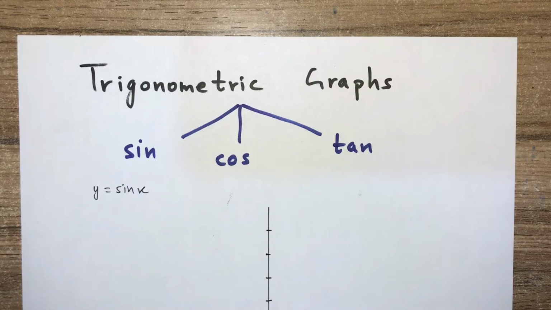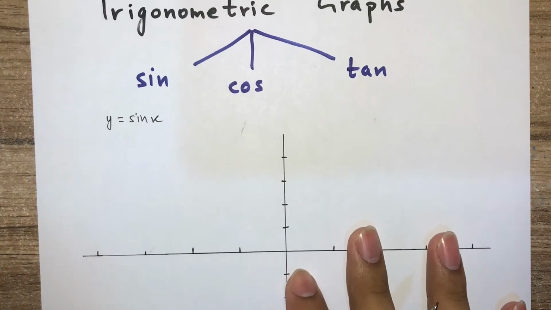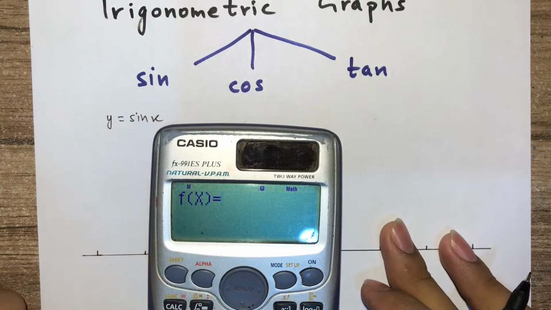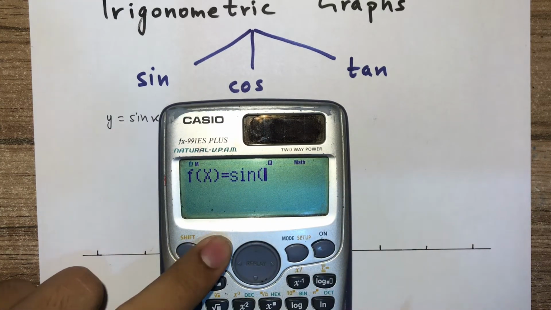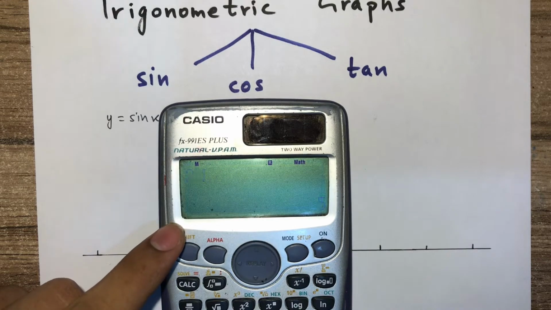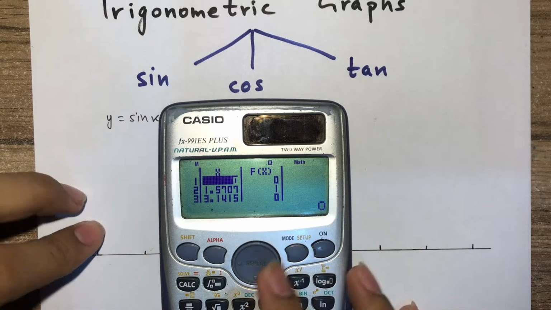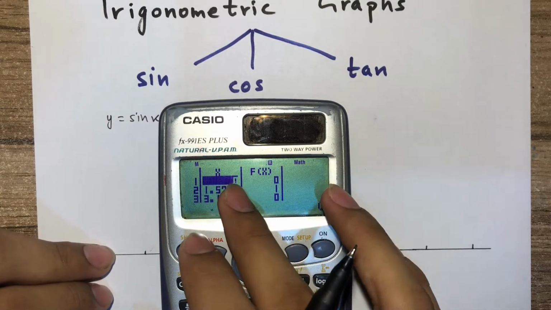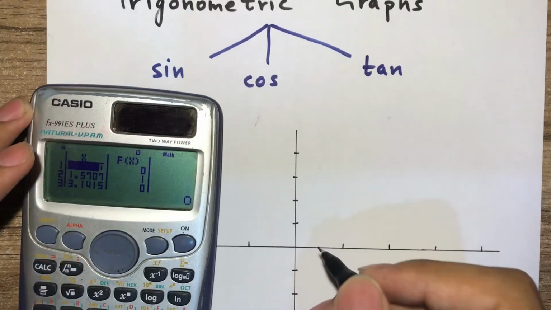So trigonometric graphs are of three types: sine, cos and tan. First we'll look at the sine graph, so y equals sine x. To make sketching easier, we can use the table function of the calculator. So we'll input sine x, 0 till 2 pi. So this is giving at 0, sine y is 0.